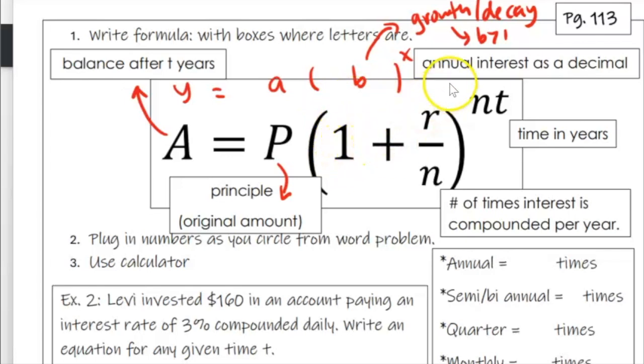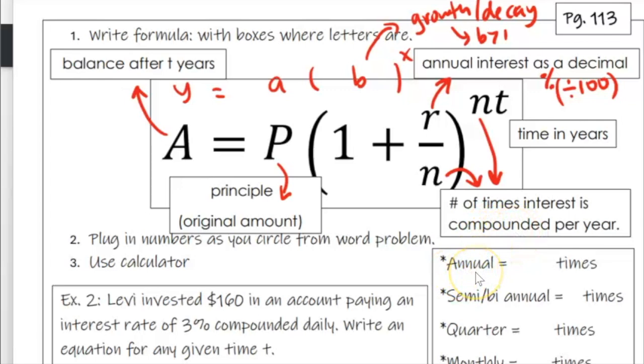All right, then plus the annual interest as a decimal, or the interest rate, which is going to be little r. And this as a decimal means that you need to divide it by 100. So anytime you have a percent, you have to divide by 100. So even if you have like 82.3%, you still must divide that by 100 to get rid of the percent. And that's what this R is. Then N is the number of times the interest is compounded per year. Notice there are two N's. This N and this N are the number of times it's compounded a year.